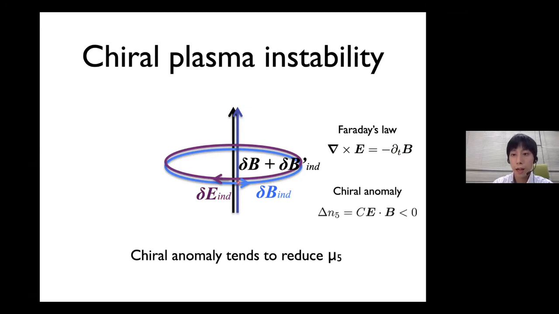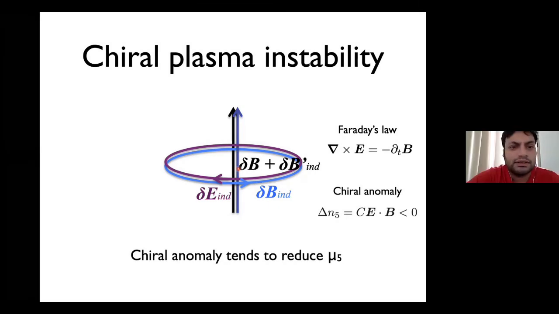And now by the chiral anomaly, if we have opposite electric and magnetic fields, then this chiral charge is decreasing as a function of time. So what the chiral plasma instability does is to decrease this chiral charge, and by the helicity conservation, this helicity of fermion is converted to the helicity of gauge field. So the total helicity is conserved, but the helicity of fermion is decreased, such that the helicity of gauge field grows.